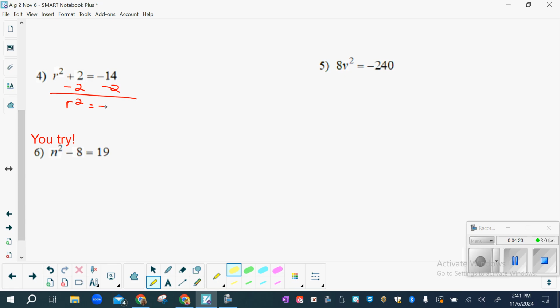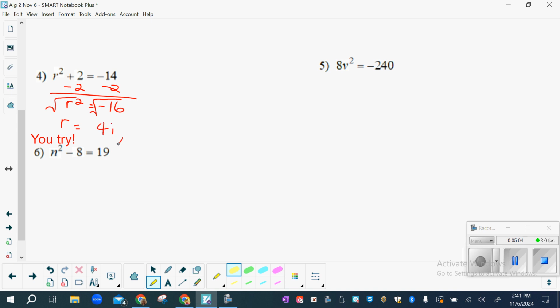14? Whoa. Square root of -14. Wait, it's -6. I jumped the step. That's okay. So now we want to know what r is. What's going to undo that square? The square root. So we want to take the square root of both sides. Negative. So since this is a -16, r is going to be equal to 4i.